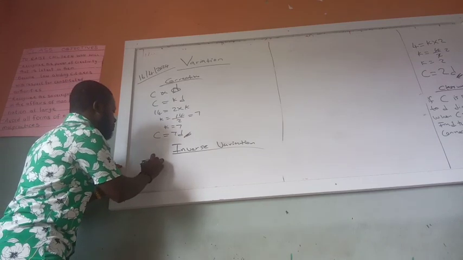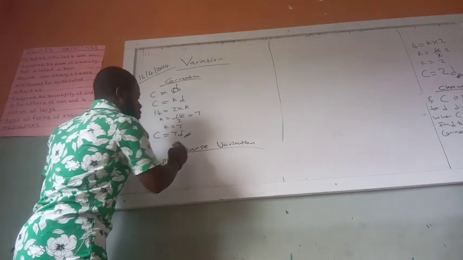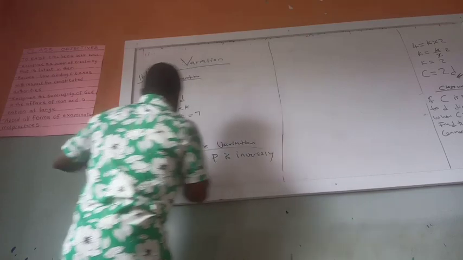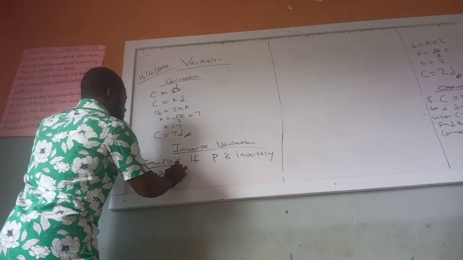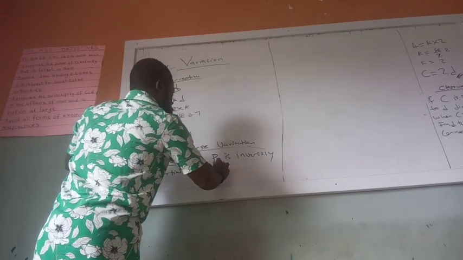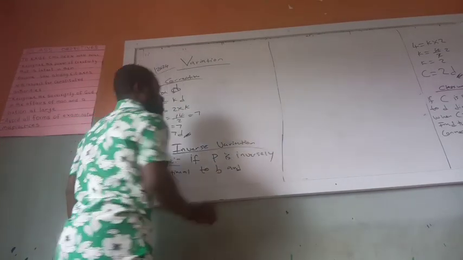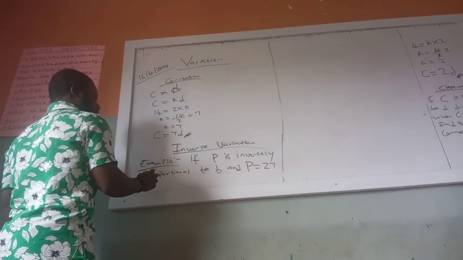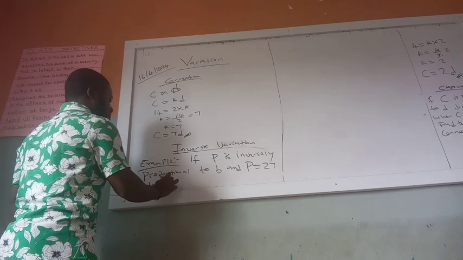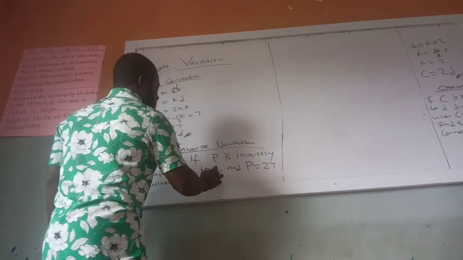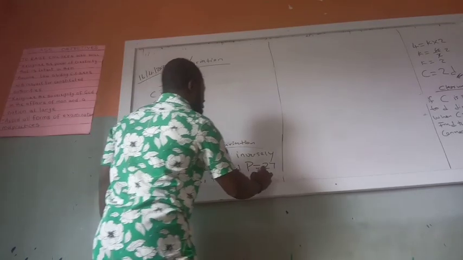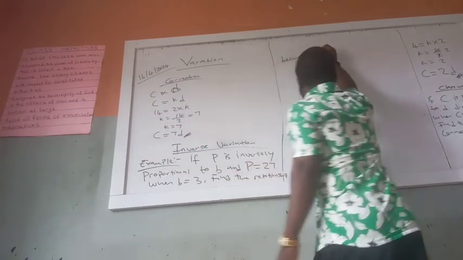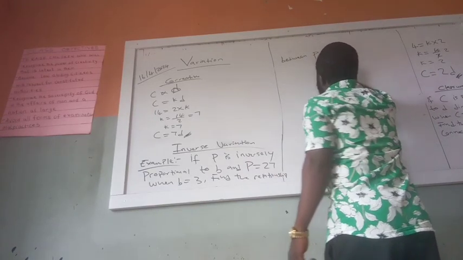So let's see the statement. Example. The first one says, if P is inversely proportional to B, and P equals 27 when B is equal to 3, find the relationship between P and B.